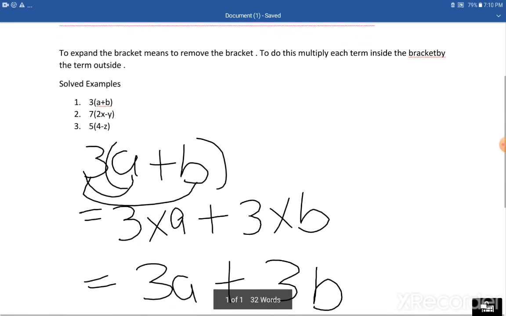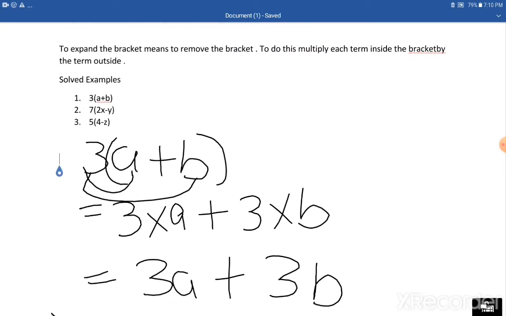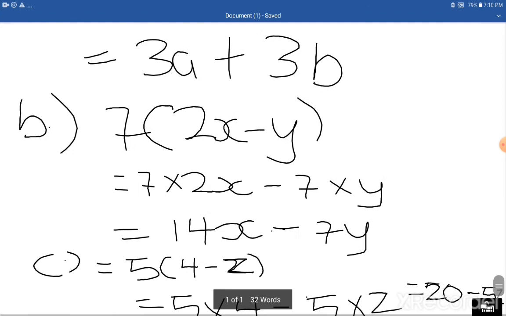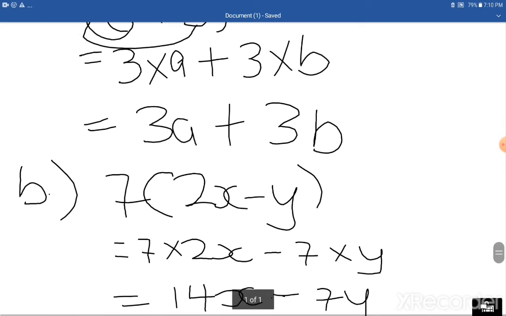So the next question is 7 open bracket 2x minus y close bracket. This is the second to last question we're solving. 7 open bracket 2x minus y close bracket equals 7. Okay, let's explain that. It's just the same thing. You have to multiply the number by the term, number and letter, then minus y.